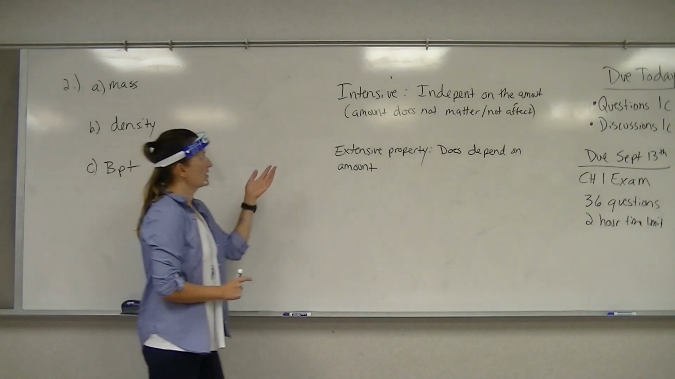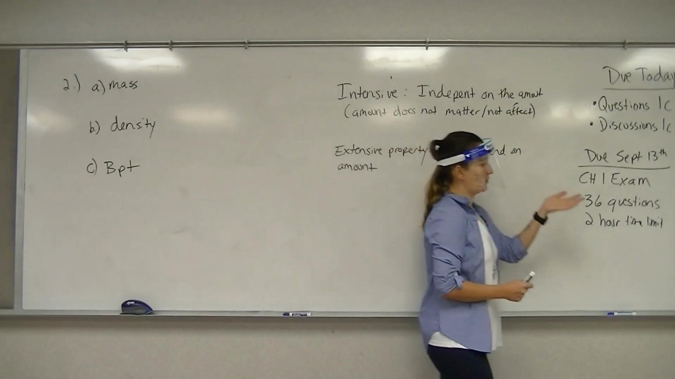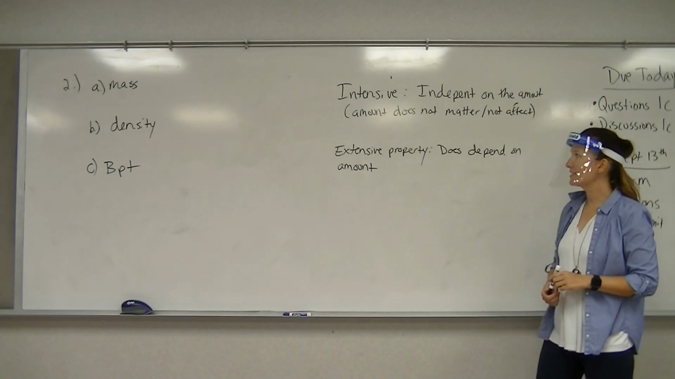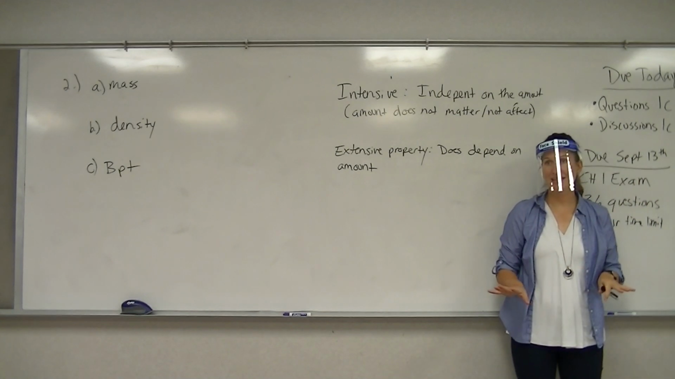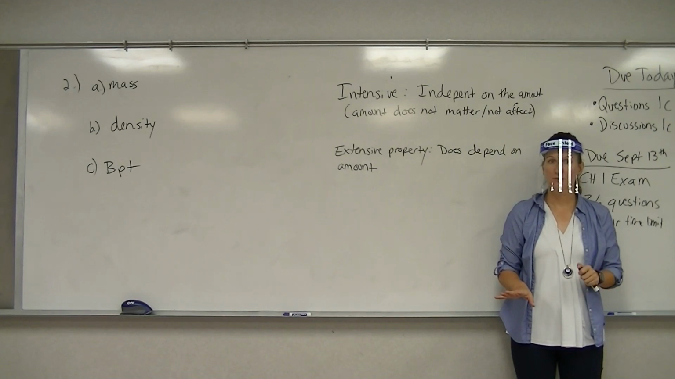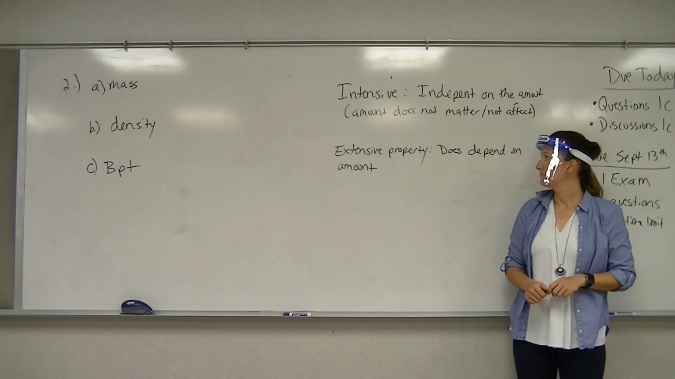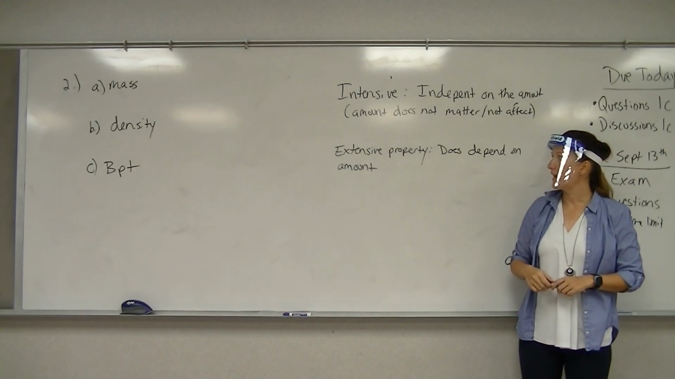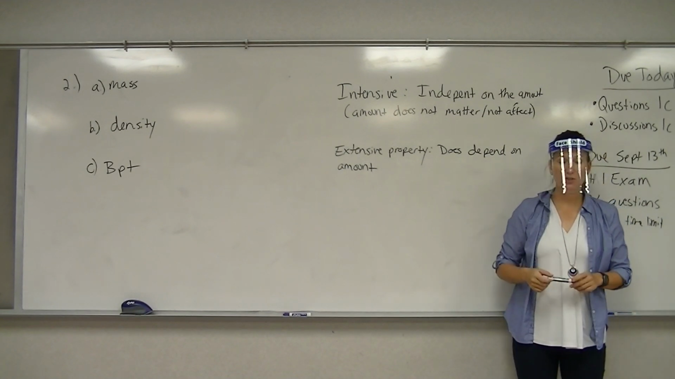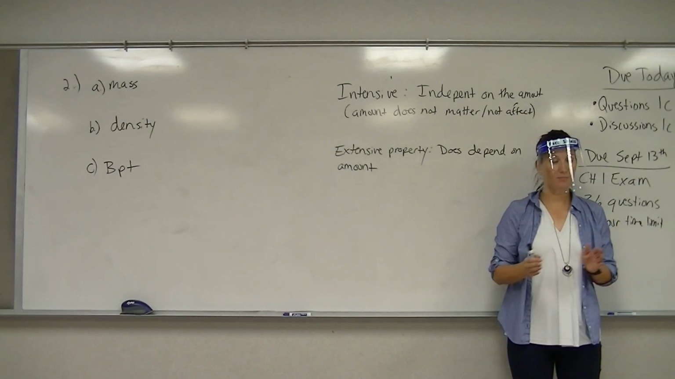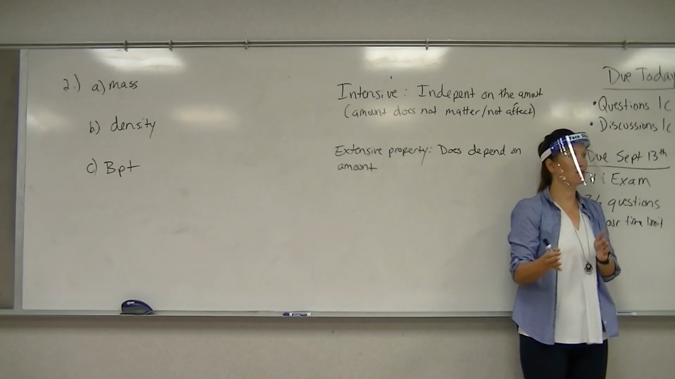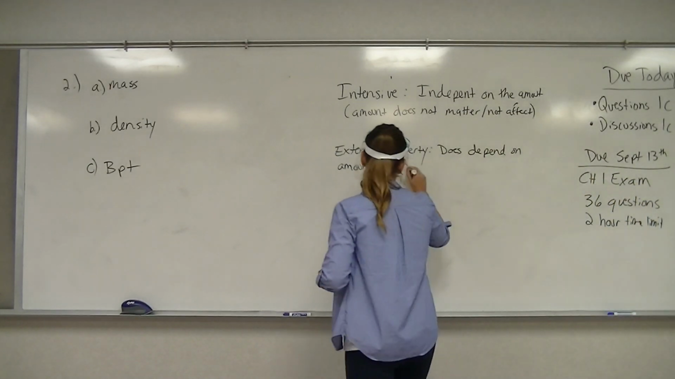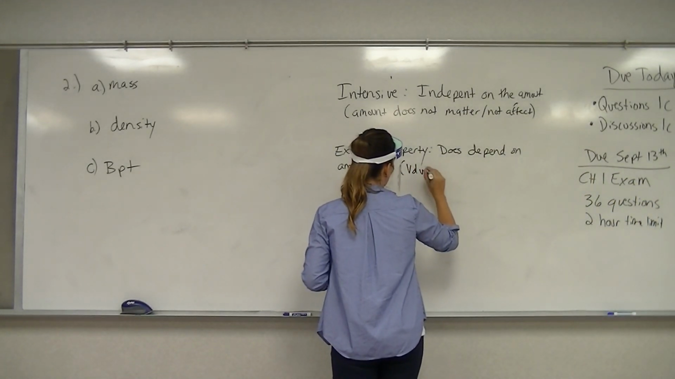Okay, so intensive property, independent of the amount. What does that mean? It means it doesn't matter how much you have, that property is going to remain the same. For extensive property, it does depend upon the amount. That means that whatever property you're talking about, depending how much you have, that could change the value. So an example would be volume. That would be an extensive property.